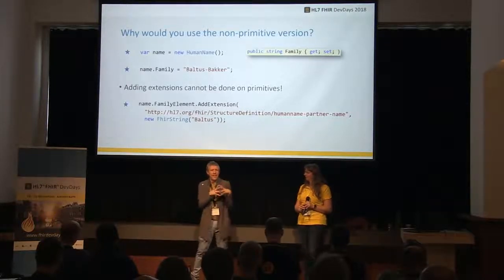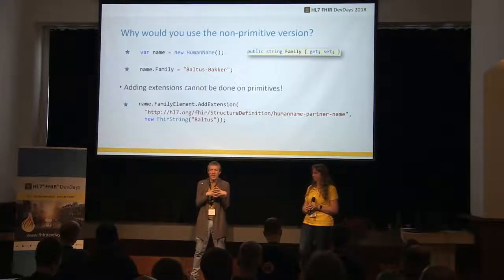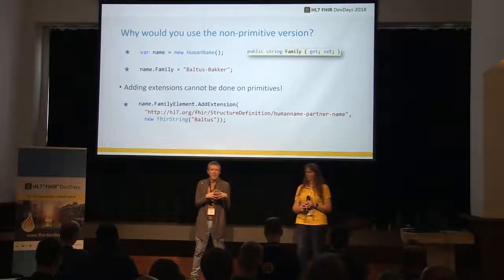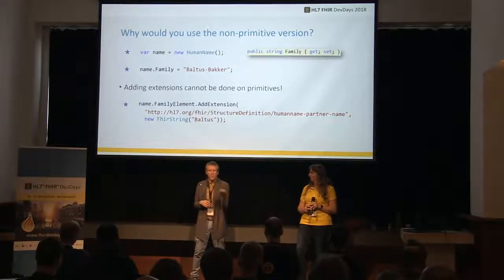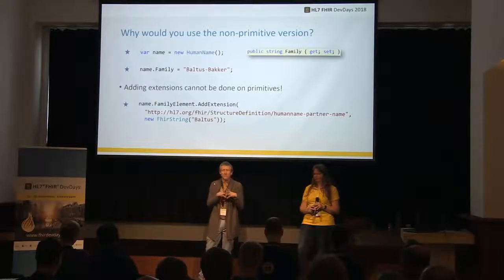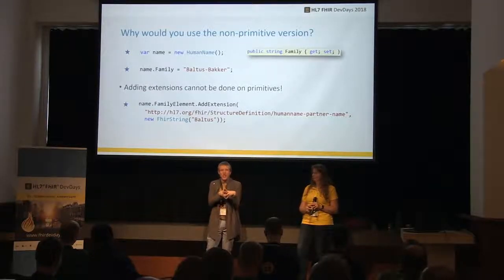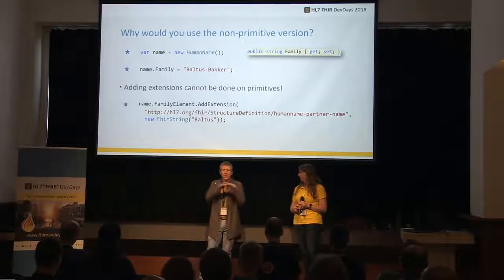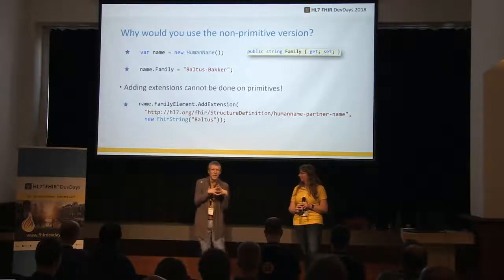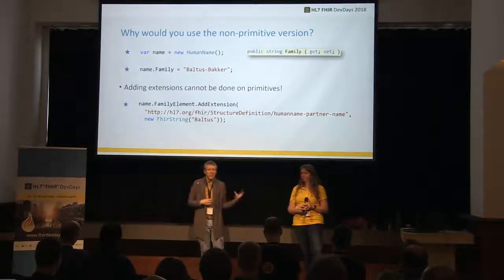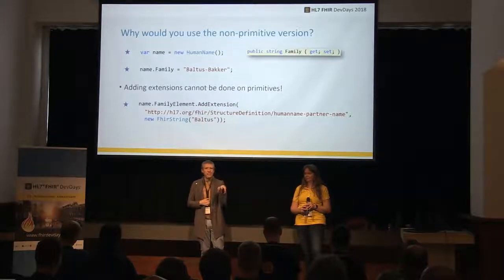So the patient.active example, of course, is a great one. Generally speaking, you're going to say patient.setActive, and you're going to pass in a simple Boolean true or false into that. If you have the use case where you need to put an extension right on one of those primitive values, that's the only time you need to interact with that thing we call element. So that's the only time you're going to need to say patient.getActiveElement.